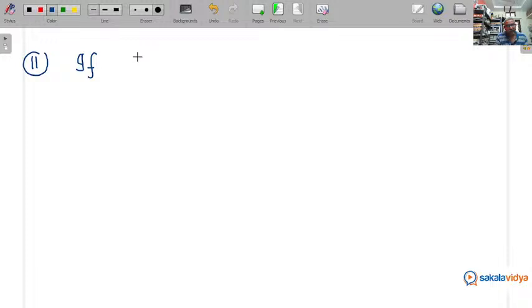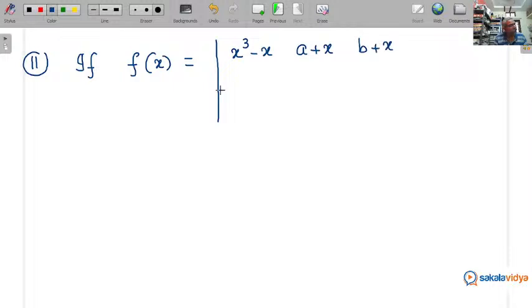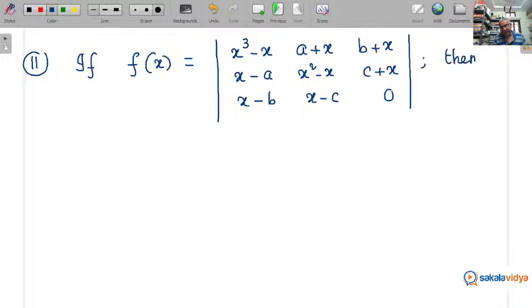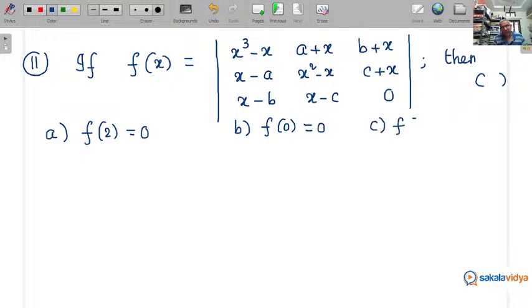If f of x is equal to the determinant of the matrix with rows x cube, x minus a, x plus b; x plus a, x square, x minus c; x plus b, x plus c, 0, then option A, f of 2 is equal to 0, B, f of 0 is equal to 0, C, f of minus 1 is equal to 0, D, f of 1 is equal to 0.